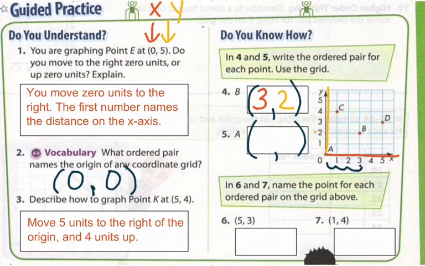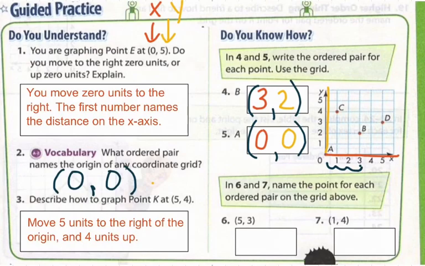All right, now let's look at number 5. Number 5 says A. A is directly on the origin, so I've moved 0 units to the right, and I've moved 0 units up. Okay, so that one again is pretty similar to this one over here. It really is just landed right directly on our origin.